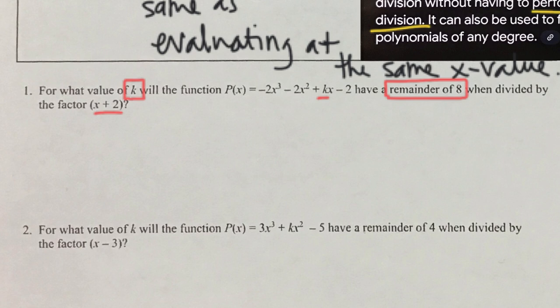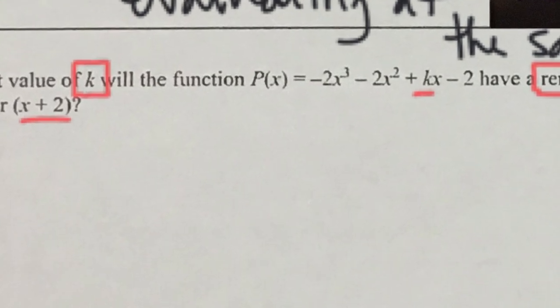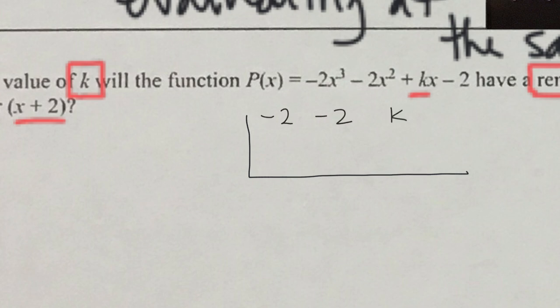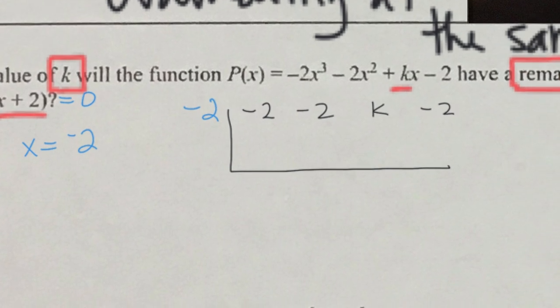What value of k will make that happen? Okay, so we're going to start by doing synthetic division. So here is your polynomial that we're going to synthetically divide. Right, we make our upside down house. We look at the coefficients: -2, -2. K is the coefficient of x, and -2. Okay, and now we have to divide it by something, so we solve over here. X plus 2 equals 0, so x equals -2.